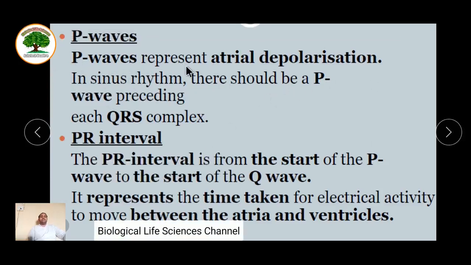The P wave represents atrial depolarization. In sinus rhythm, there should be P waves preceding each QRS complex. So before each QRS complex, there must be a P wave that shows us atrial depolarization. After that, there is the PR interval. The PR interval is from the start of the P wave to the start of the Q wave, and it represents the time taken for electrical activity to move between atria and ventricles.